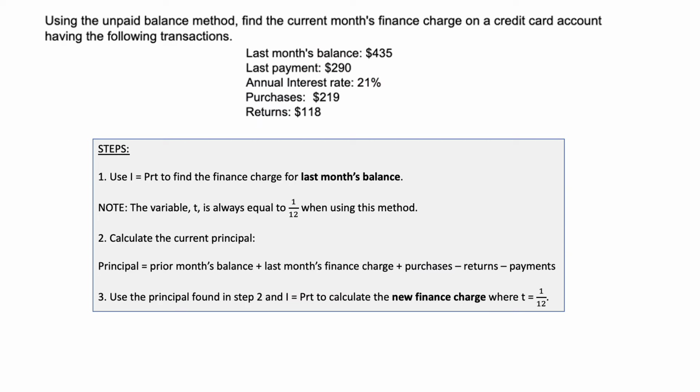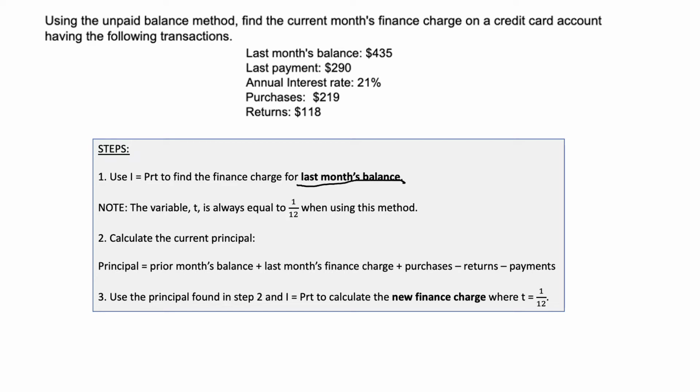Using the unpaid balance method, find the current month's finance charge on a credit card account having the following transactions. Here we're given last month's balance, the last payment made, the annual interest rate, purchases, and returns. The first step is to use I equals PRT to find the finance charge for last month's balance.